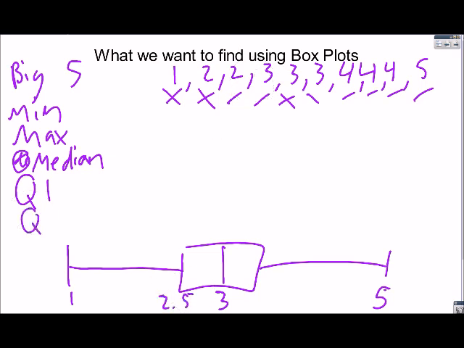And the last thing it helps us find is Q3. And again, I'm going to go from my median, and I'm going to go from top to bottom until I figure out which it is, and it's 4.